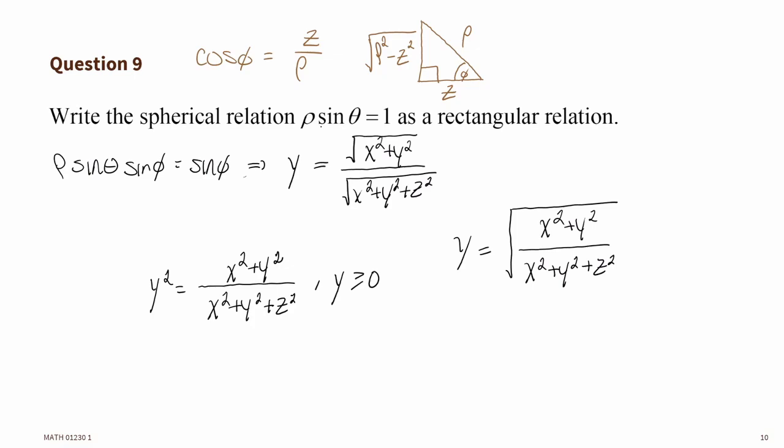Up here, rho sine theta equals 1. If you're at the origin, your rho is 0. 0 times anything can't be 1. So the origin is definitely not included. So y is strictly positive.